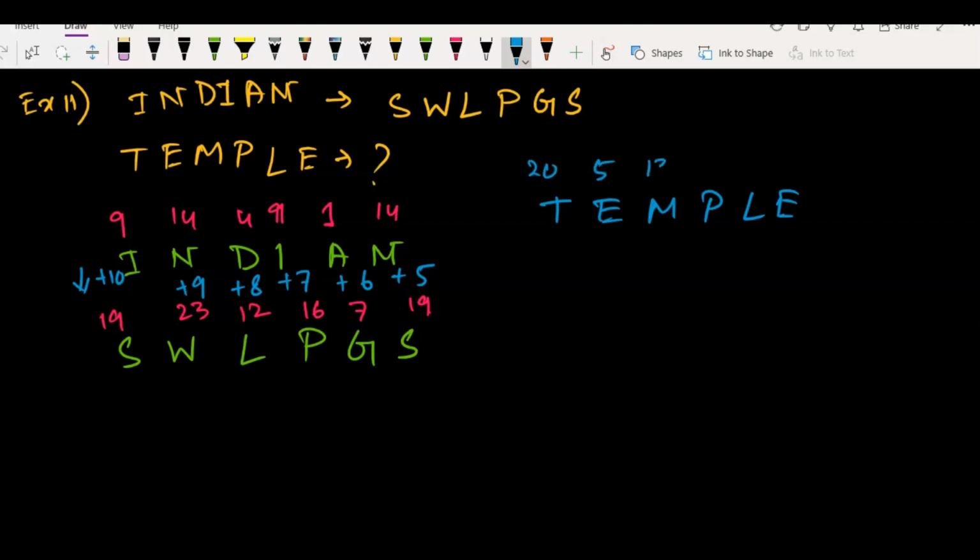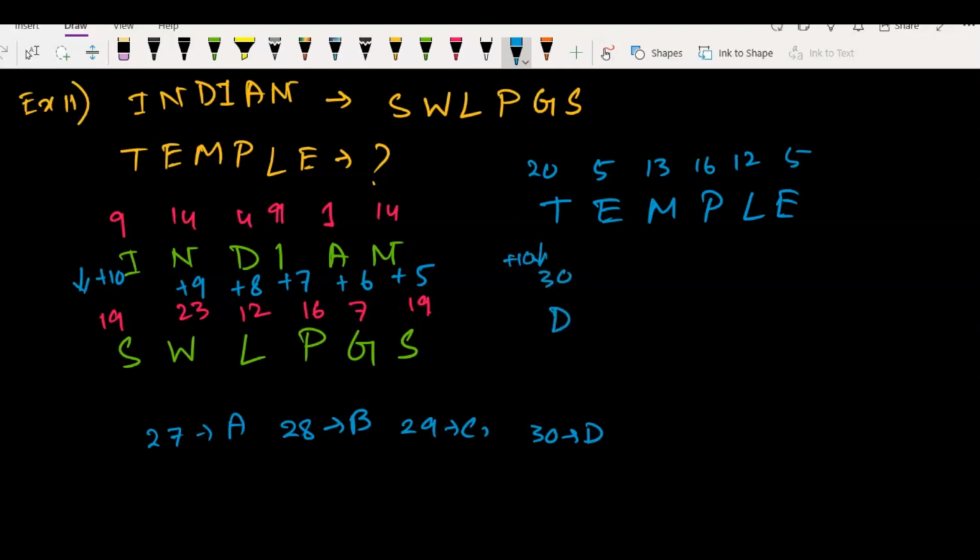20, 5, 13, 16, 12, 5. First plus 10. 20 plus 10, that is 30. 30 means, okay, 27 is A, 28 is B, 29 is C and 30 means D. So here we get plus 10 means 30, that is D. Then we have plus 9. 5 plus 9 is 14. 14 is N. Then plus 9, then we have plus 8. 13 plus 8 is 21.